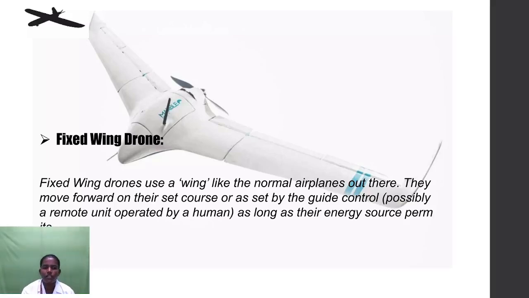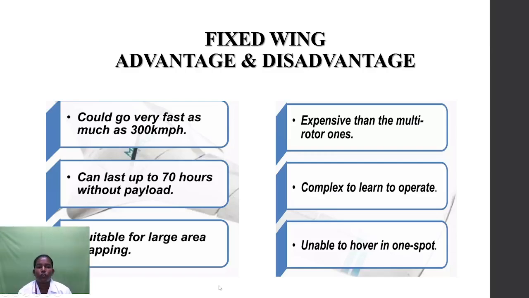Its advantage is that it goes very fast, but it is not stable in a single place. It is unable to cover one single spot. It needs a runway for takeoff and landing. That's the main disadvantage: we need a runway. Other drones take off and land vertically, but fixed wings need horizontal takeoff and landing, so we need a runway.